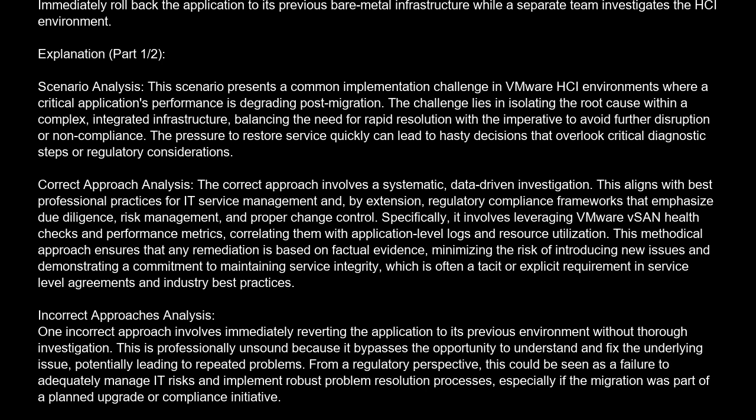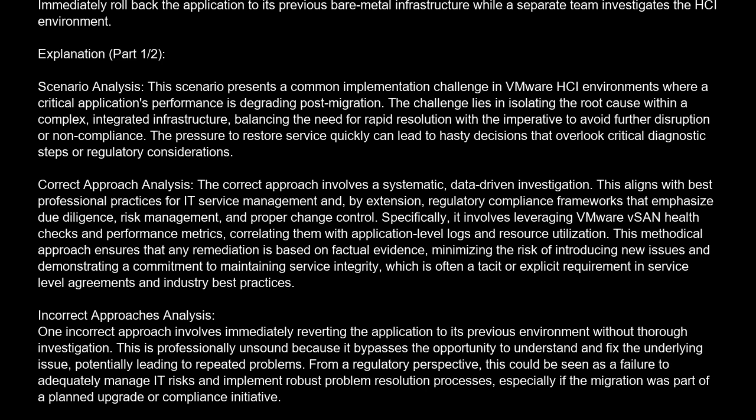The challenge lies in isolating the root cause within a complex integrated infrastructure, balancing the need for rapid resolution with the imperative to avoid further disruption or noncompliance. The pressure to restore service quickly can lead to hasty decisions that overlook critical diagnostic steps or regulatory considerations.